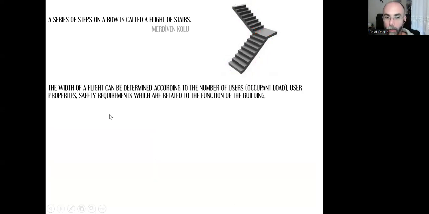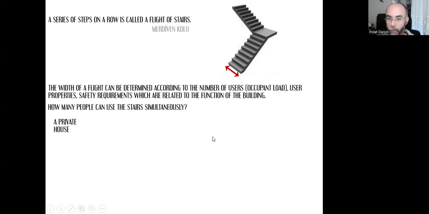The width of a flight can be determined according to the number of users. That's what we call occupant load. It also depends on user properties and safety requirements, which are related to the function of the building. The width of the flight is this size: how many people can use the stairs at the same time?